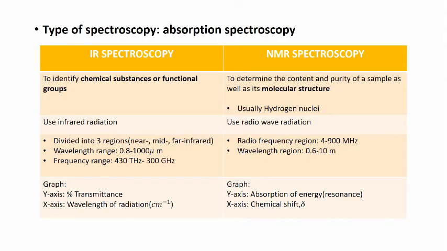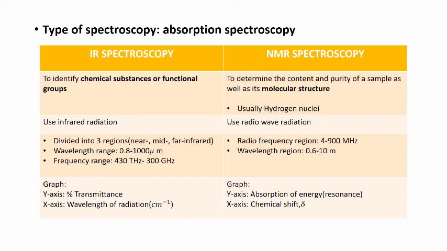Both IR and NMR spectroscopy are forms of absorption spectroscopy, which use an electromagnetic spectrum to be absorbed by the substance. IR spectroscopy identifies chemical substances or functional groups in the molecules, while NMR spectroscopy determines the content and purity of a sample as well as its molecular structure. Usually we use NMR spectroscopy to study the types of hydrogen present.